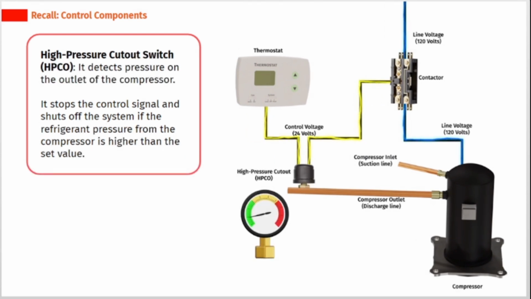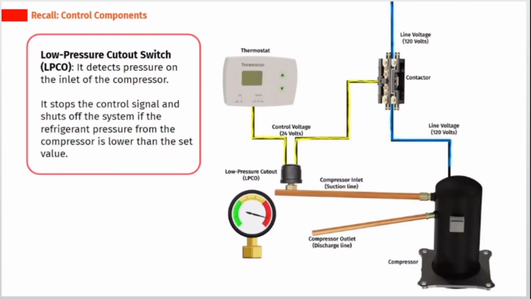High pressure cutout switch, HPCO, it detects pressure on the outlet of the compressor. It stops the control signal and shuts off the system if the refrigerant pressure from the compressor is higher than the set value. Low pressure cutout switch, LPCO, it detects pressure on the inlet of the compressor. It stops the control signal and shuts off the system if the refrigerant pressure from the compressor is lower than the set value.